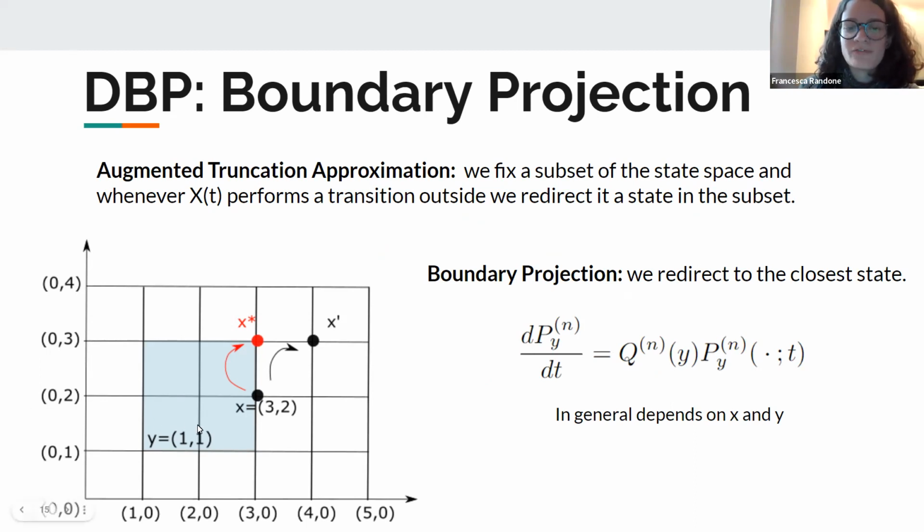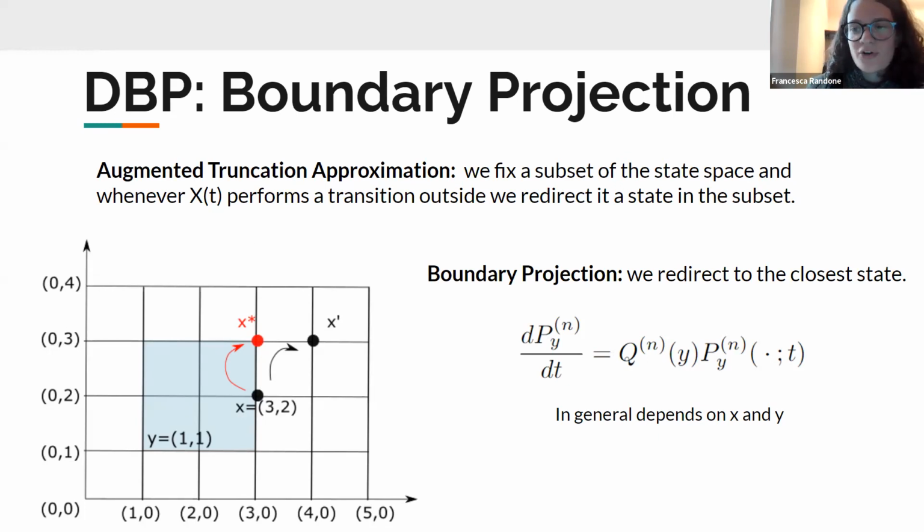So for example, suppose you have a transition going from x to x prime, so from (3, 2) to (4, 3). In this case, (4, 3) is outside the blue area, so we redirect the transition to x star, which is inside the blue area. And how do we choose x star? We just choose the state which is closest to the true target state x prime. Basically what we are doing is projecting the true target state x prime on the boundary of our truncation. And this is why we call this boundary projection.